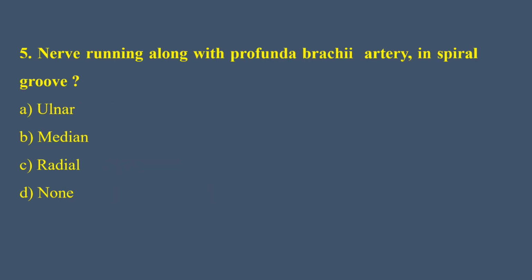Question 5. Nerve running along with profunda brachii artery in spiral groove? A. Ulnar, B. Median, C. Radial, D. None. Answer is C. Radial nerve.